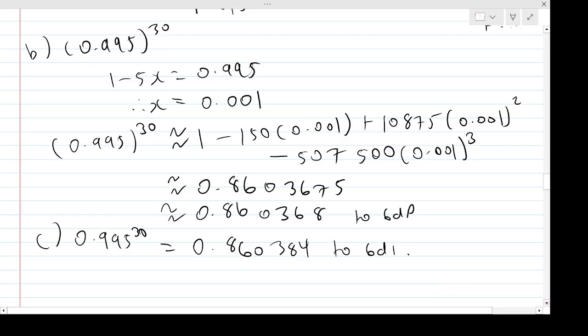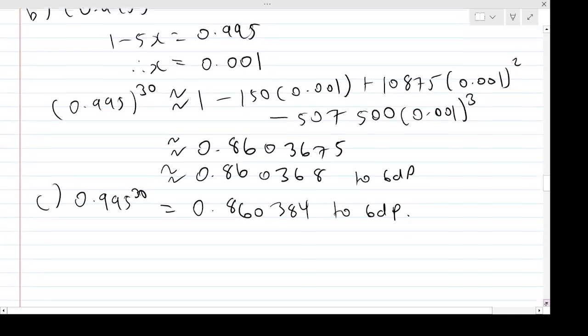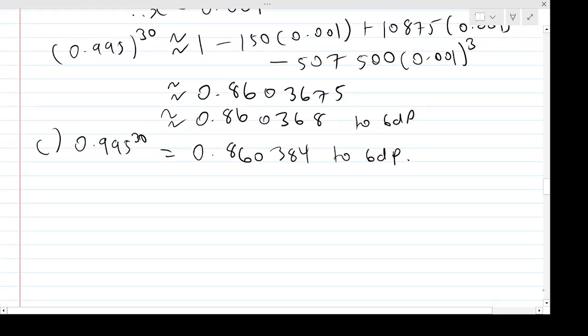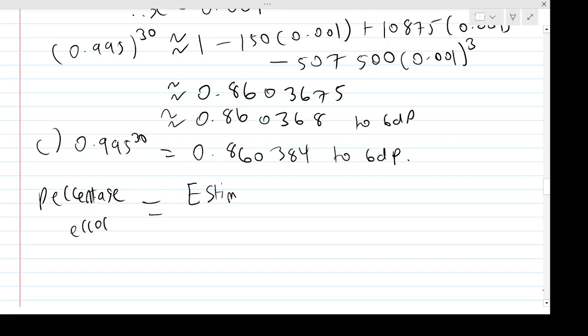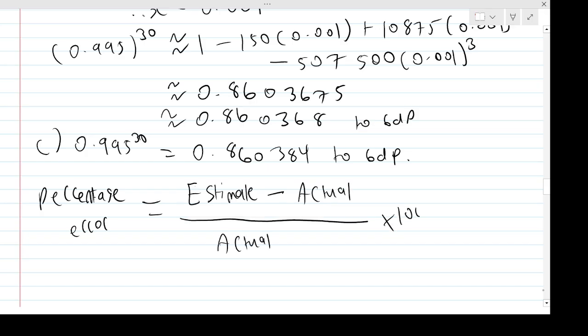Okay, but it says then to calculate the percentage error. Now, the percentage error then, I think you would have done it in GCSE in either science or maths, I'm not sure. But the percentage error is defined to be the estimate or the approximation minus the actual answer divided by the actual answer times by 100 to get it as a percentage.